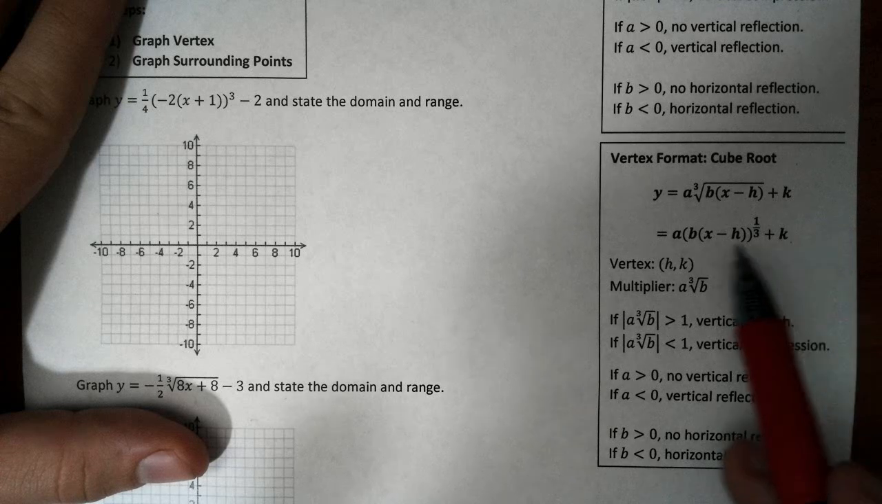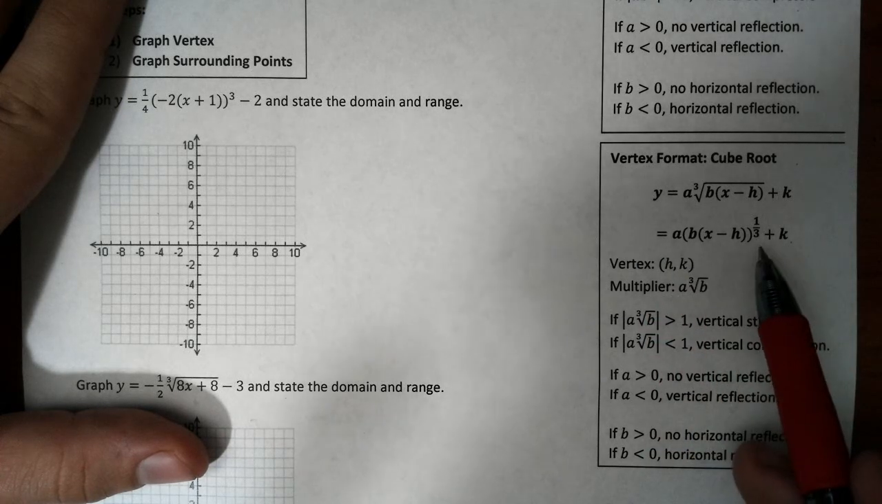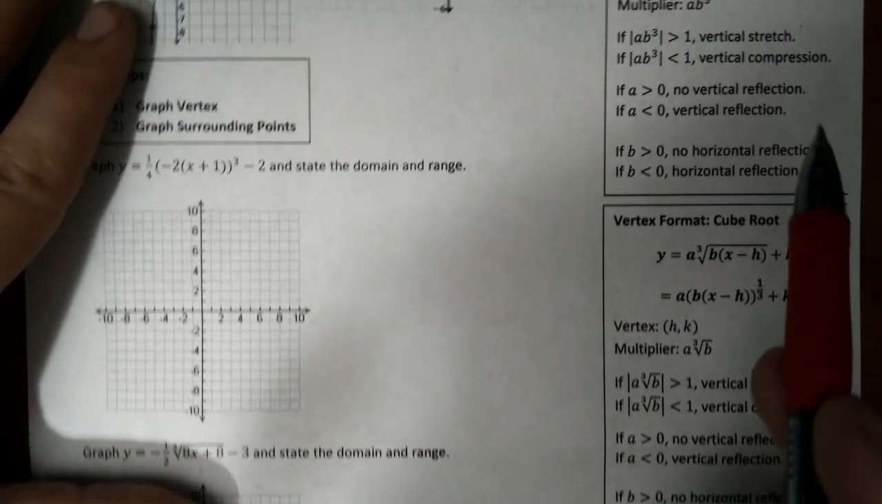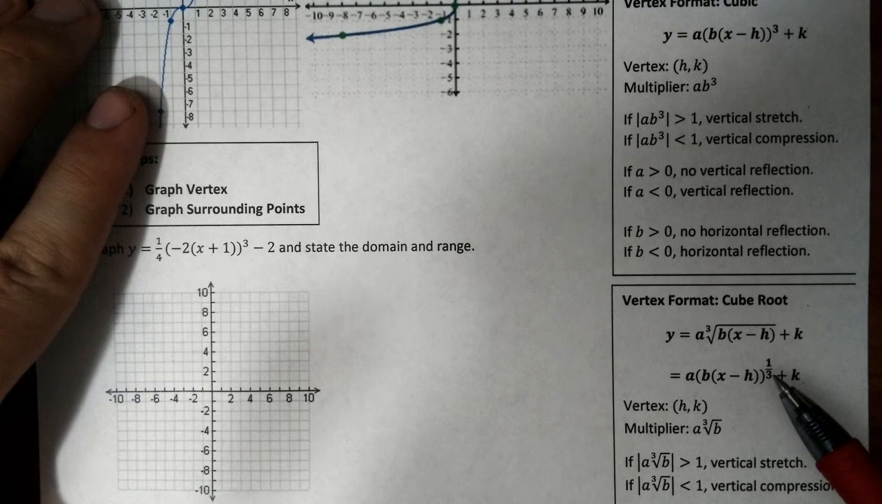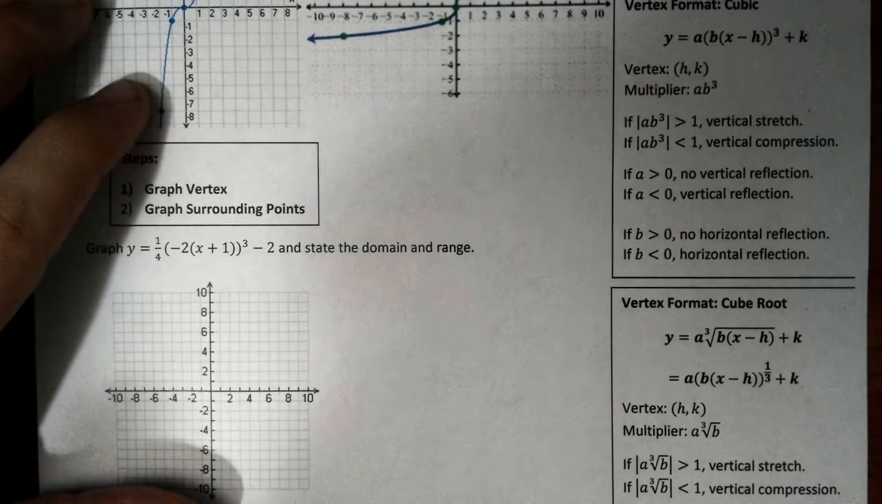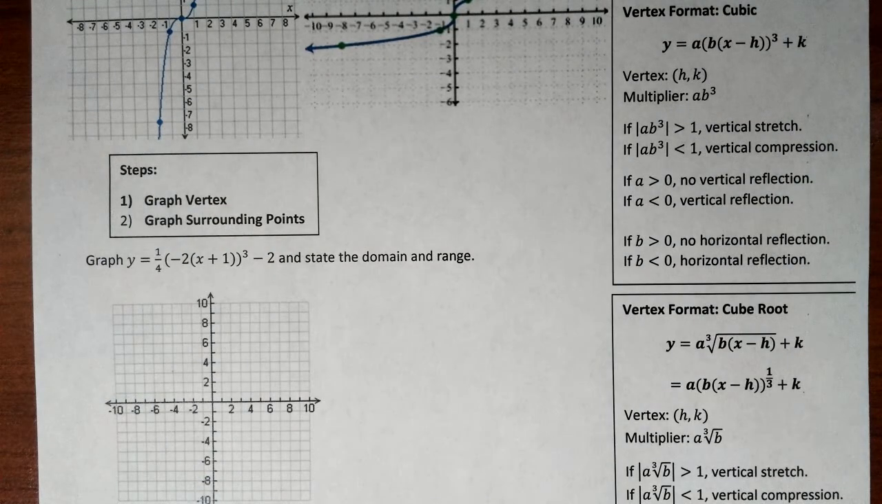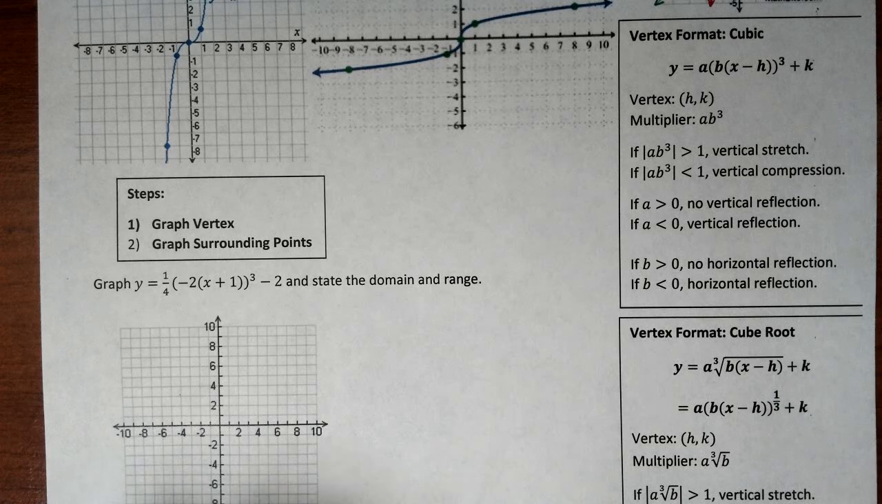And I included this function down here because it's just another way to think of the cube root and a great way to relate it back to the cube function, right? Notice they're identical except for the power, and it's only this power which is going to change the shape of them. Alright, well, enough talking about it. Let's go ahead and do it. So we are looking to graph these guys and state the domain and the range.